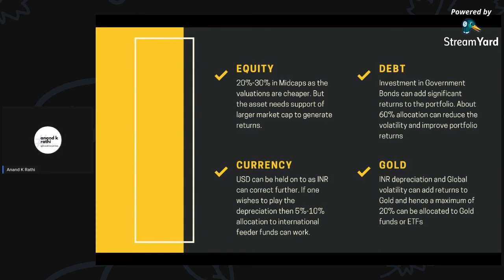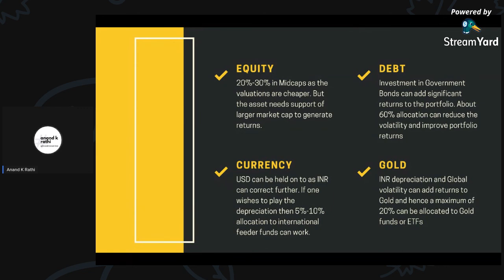We are positive on the yields going down further, and hence we are aggressively allocating about 60% in long-term debt funds, which will reduce the volatility and also improve portfolio returns. USD can appreciate significantly from here, and if one wishes to play the INR depreciation story, they can invest up to 5 to 10% in any international feeder fund. But the caveat there is many international feeder funds invest in global equity, and hence, if there's a fall, the INR depreciation play might not really work.